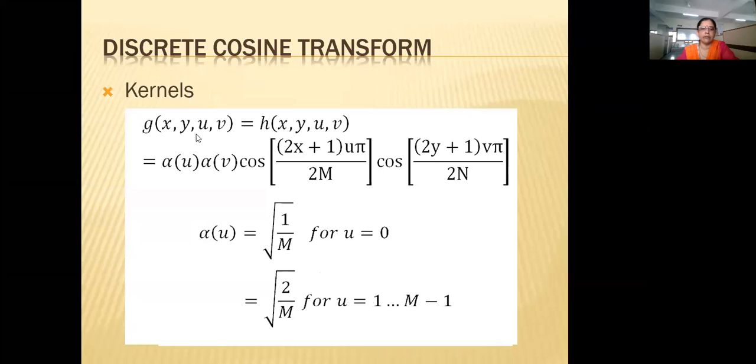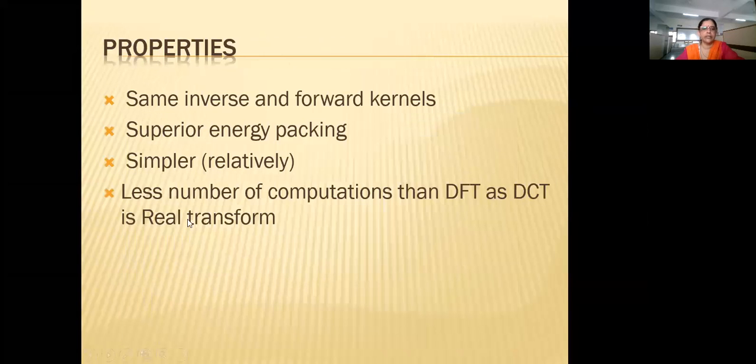Okay, so let us have a look in more detail at this transform, that is discrete cosine transform. These are the important properties of DCT: same inverse and forward kernel, superior energy packing. It is simpler and it requires fewer computations than DFT.